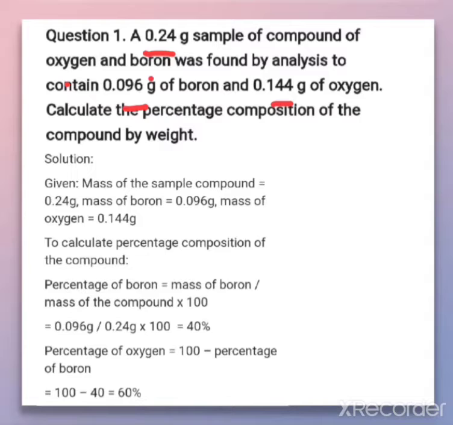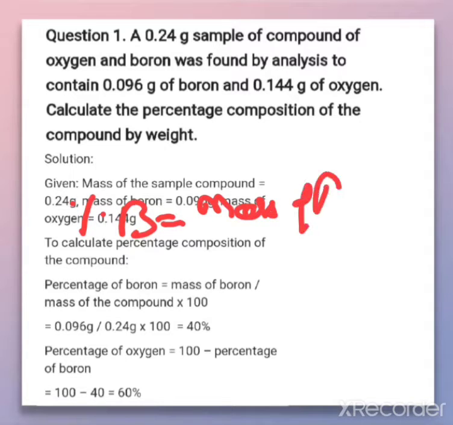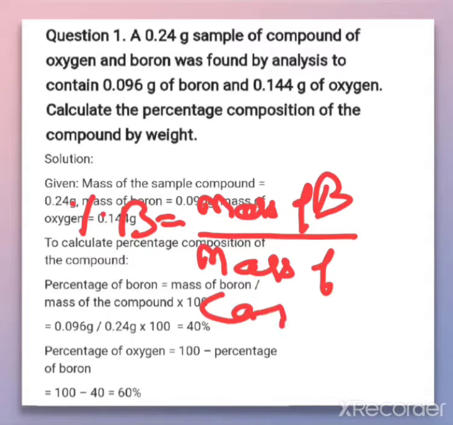First of all, write out the given terms: the mass of the sample is 0.24 gram, the mass of boron is 0.096 gram, the mass of oxygen is 0.144 gram. How to find the percentage? The formula for the percentage of boron is equal to the mass of boron divided by the mass of compound, and because we are finding the percentage, we need to multiply by 100. So this is the formula which we have to use here.